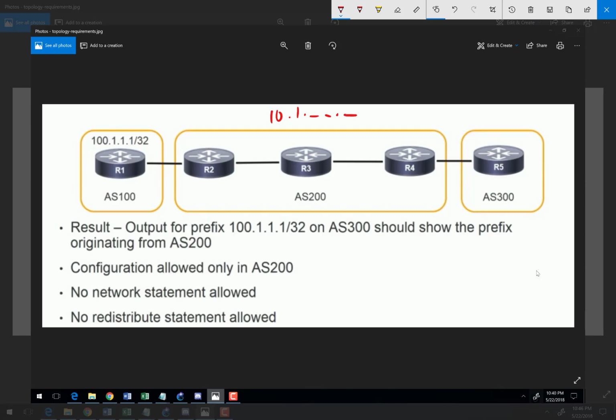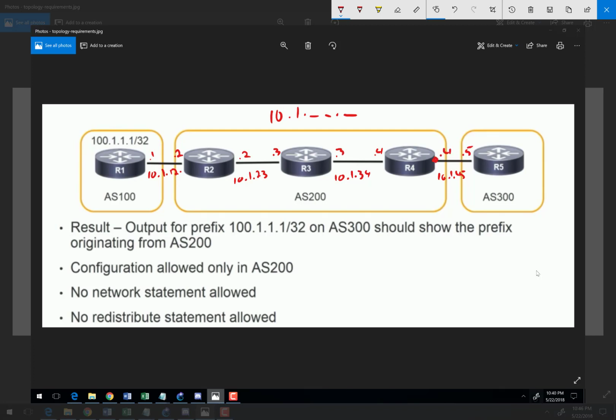For example, this is going to be 10.1.12. This is going to be .1 and .2. This is going to be 10.1.23, and this is going to be .2 and .3. This is going to be 10.1.34, and this is going to be .3 and .4, and lastly 10.1.45. This is going to be .4 and .5.